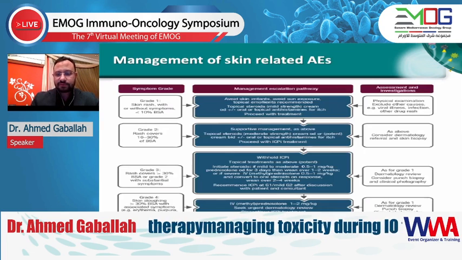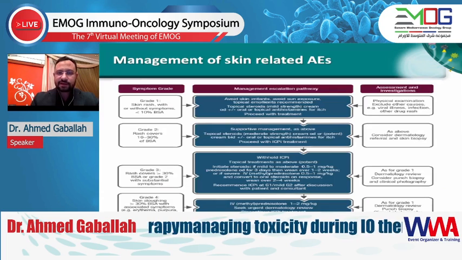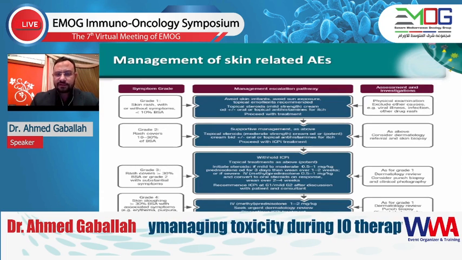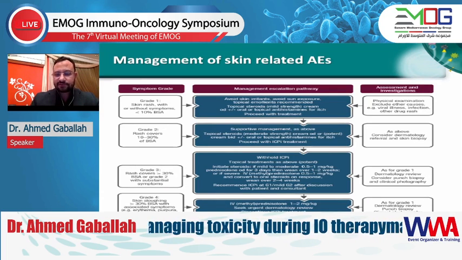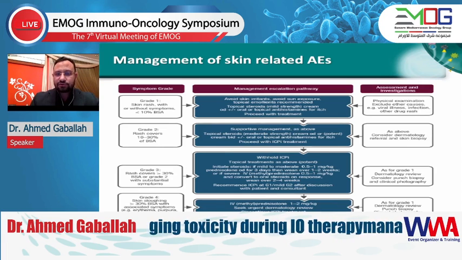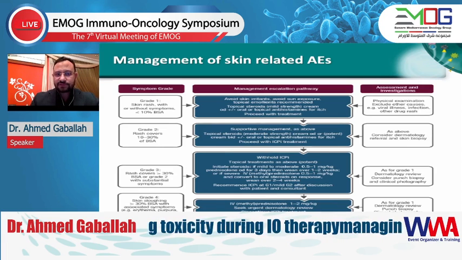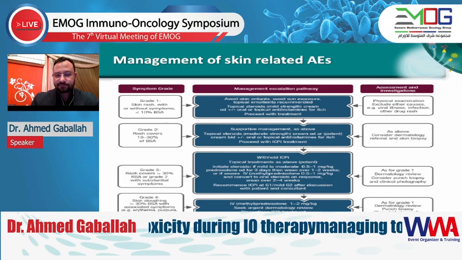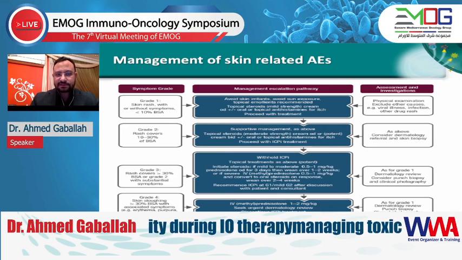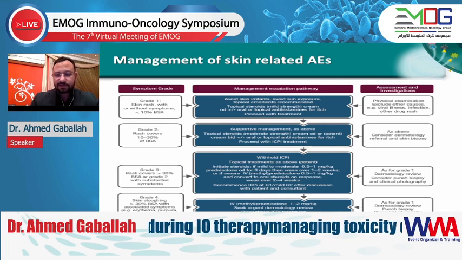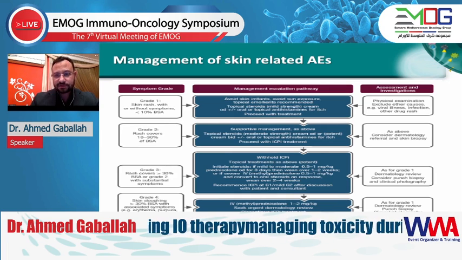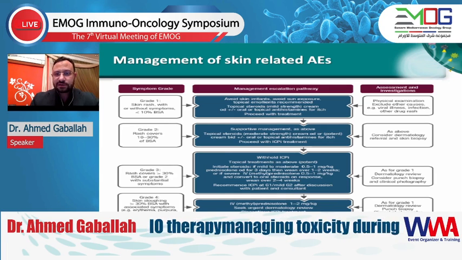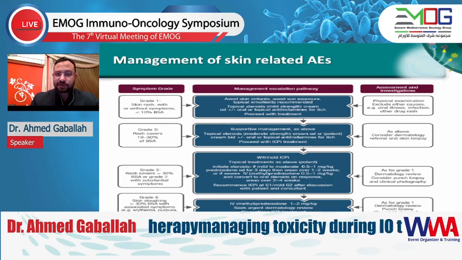I will move now to organ by organ management of toxicity. The most common toxicity is skin-related adverse events. Usually, the management of skin-related adverse events depends on the grade of the toxicity. For grade 1, we mean that we have a skin rash covering less than 10% of the body surface area. At this point, we should examine the patient carefully.